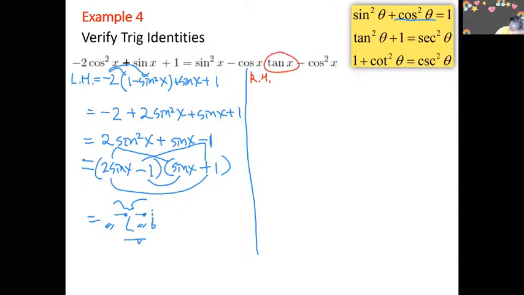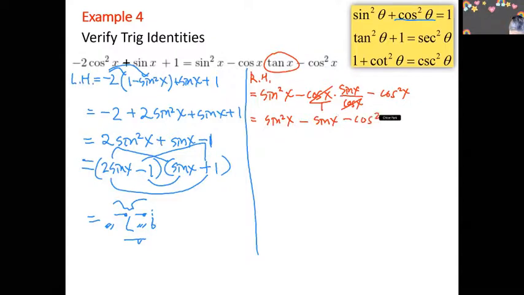Then the right-hand side will be sine square of x minus cosine x. Then tangent is sine x over cosine x, and minus cosine square x. Then fortunately, we can cancel cosine and cosine. Then it's sine square x minus sine x minus cosine square x. Now I have two sine terms and one cosine term. And why don't I rewrite everything in sine only?